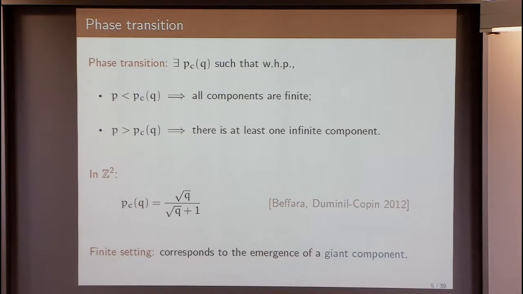But in general, we only partially understand the phase transition, and we only understand it in some classes of graphs. In the finite setting, we can roughly think that this phase transition corresponds to the emergence of the giant component, just like in the G(n,p) case. Okay.